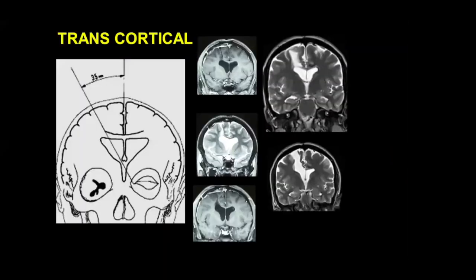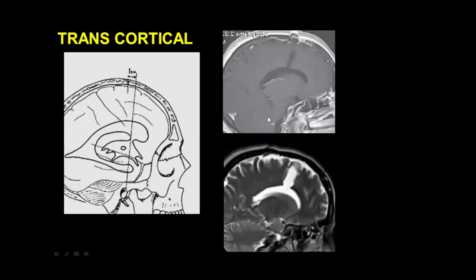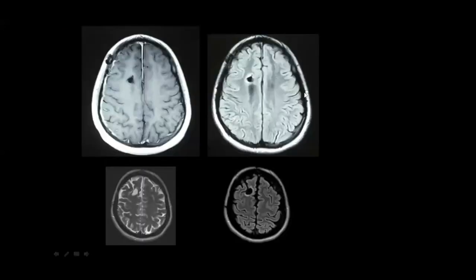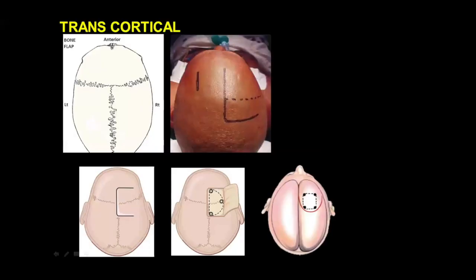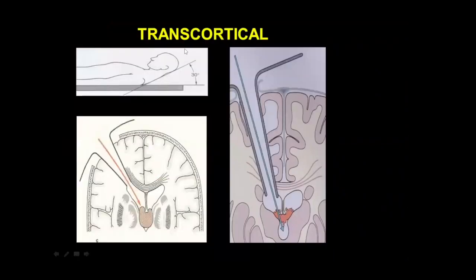Transcortical examples, as I said, either in the middle frontal gyrus or in the sulcus between both. We go at this angle like this. This is sagittal. Again, these are pictures from my cases. Here, as I said, in the sulcus between the superior and middle frontal gyrus, or through the middle frontal gyrus. This is the incision. This is the coronal suture here. Various flaps that you can make. The head position, this is the way you go to reach your colloid cyst.